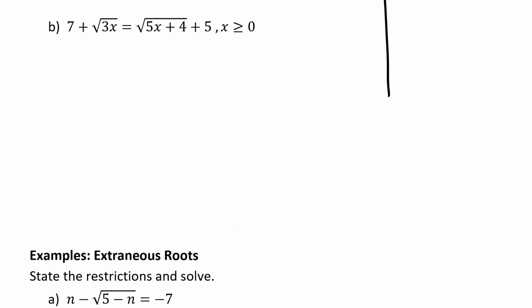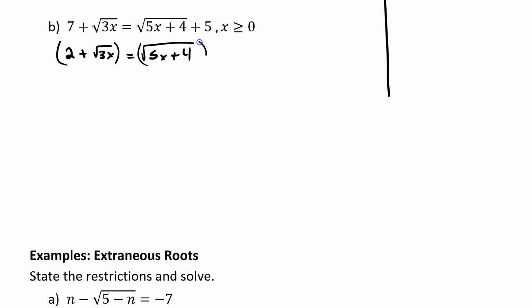Now this one is a little bit trickier because we need to do some serious algebra. So I want to isolate this term on one side, and I want to get the other radical on the other side. So this already has it defined for us. We said that x has to be greater than 0. So I'm going to subtract 5 from both sides. So 2 plus root 3x equals root 5x plus 4.